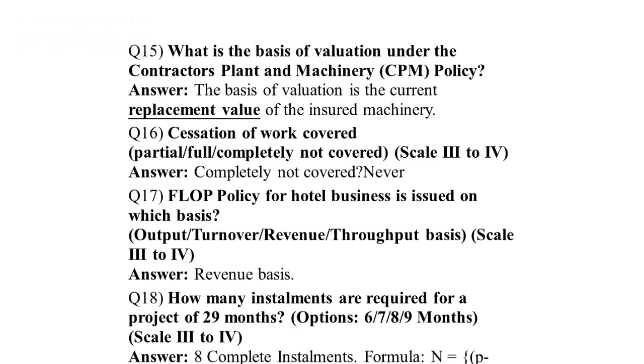Q17, LOP policy for hotel business is issued on which basis? Output/turnover/revenue/throughput basis. Answer, revenue basis. Q18, how many installments are required for a project of 29 months? Options, 6/7/8/9 months, scale 3 to 4. Answer, 8 complete installments. Formula, N equals P/N plus 1, N equals 29/3 plus 1 equals 8.67.